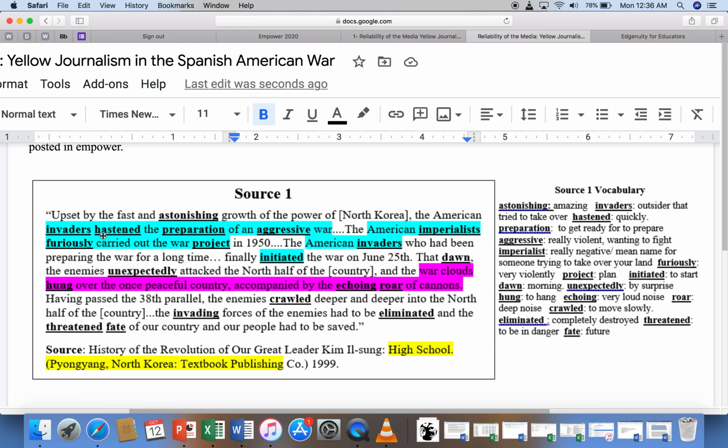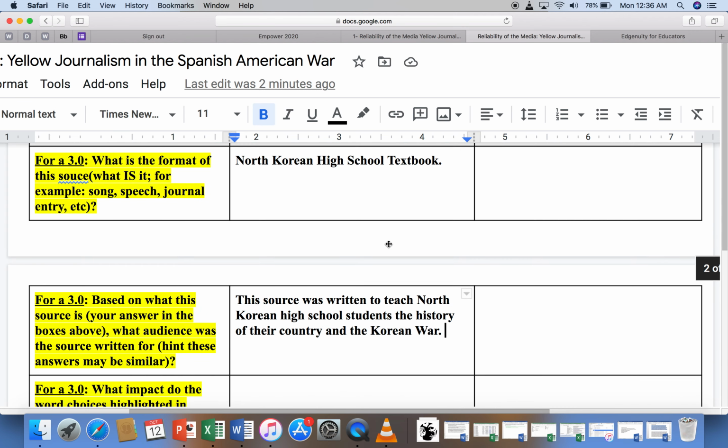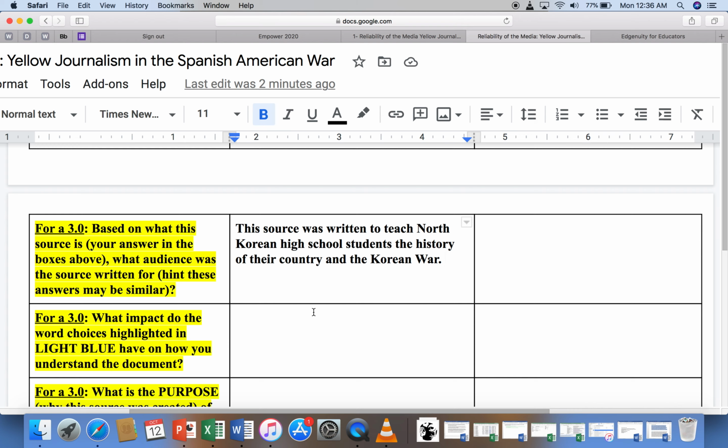This idea that they hastened, right, did it quickly, that it was furious, right, that it was done very violently, and that we started it, that we're invaders. I think this textbook is really designed to make the audience, that is to say North Korean high school students, really hate the United States, right? It's all these negative words: furiously, aggressive, imperialist, invaders. These words are really designed to make North Korean high school students hate the United States. So I think that's really what I'm going to put here, right? What impact do the word choices highlighted in light blue have on how you understand the document?